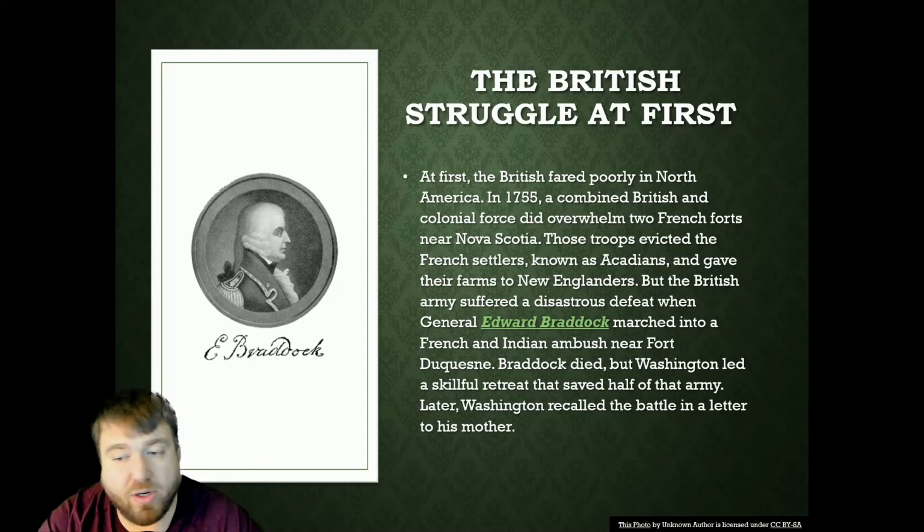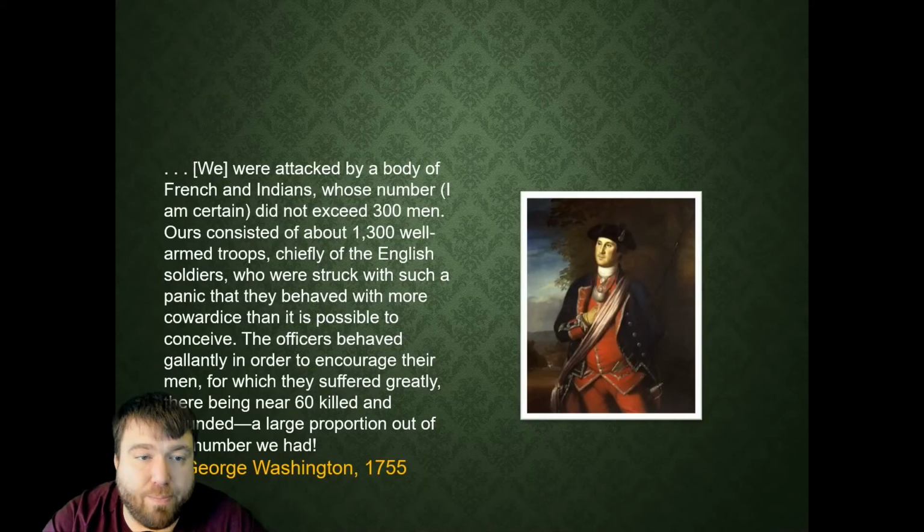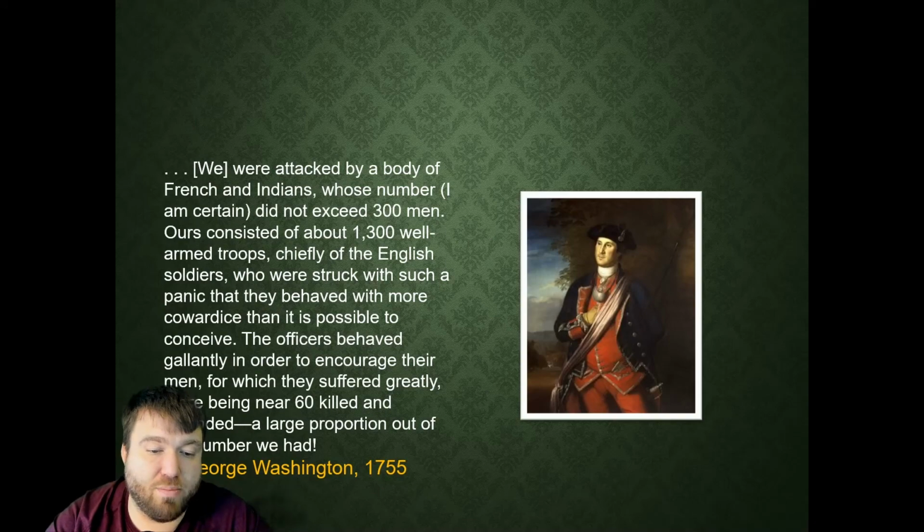Later, Washington recalled the battle in a letter to his mother. "We were attacked by a body of French and Indians, whose number, I am certain, did not exceed 300 men. Ours consisted of about 1,300 well-armed troops, chiefly of the English soldiers, who were struck with such a panic that they behaved with more cowardice than it is possible to conceive. The officers behaved gallantly in order to encourage their men, for which they suffered greatly, there being near 60 killed and wounded, a large proportion out of the number we had."